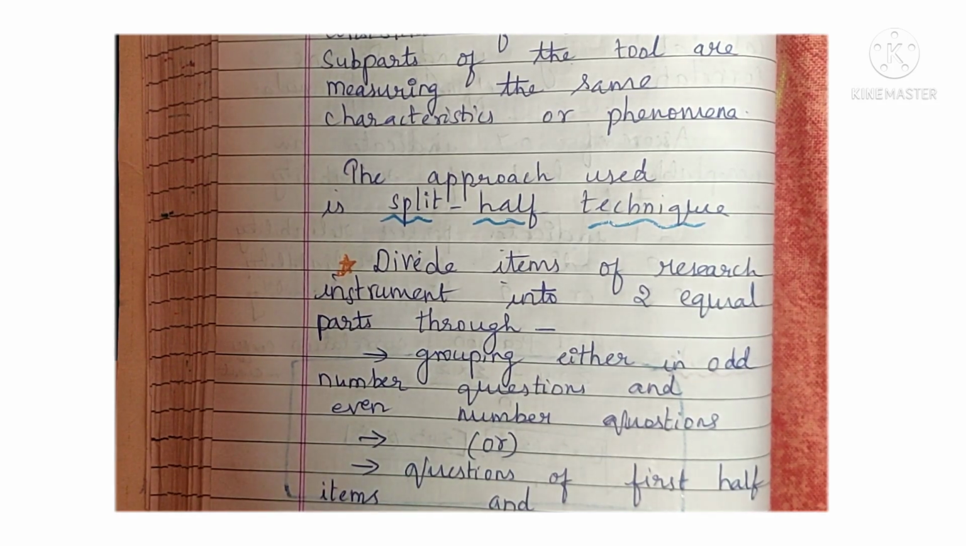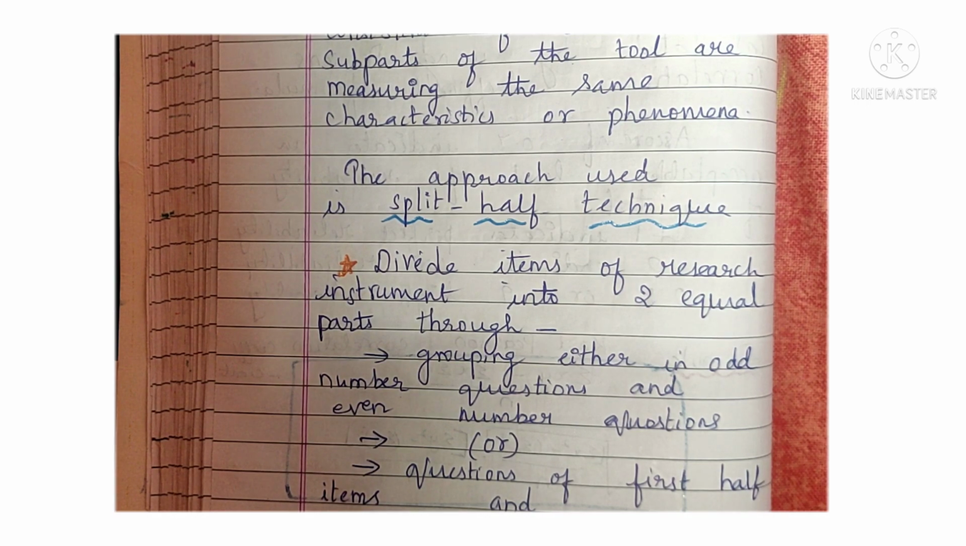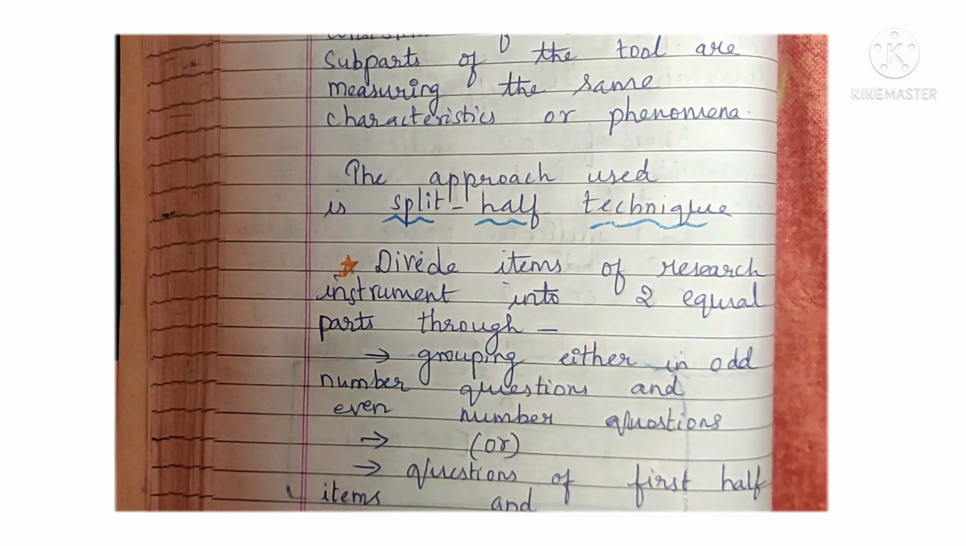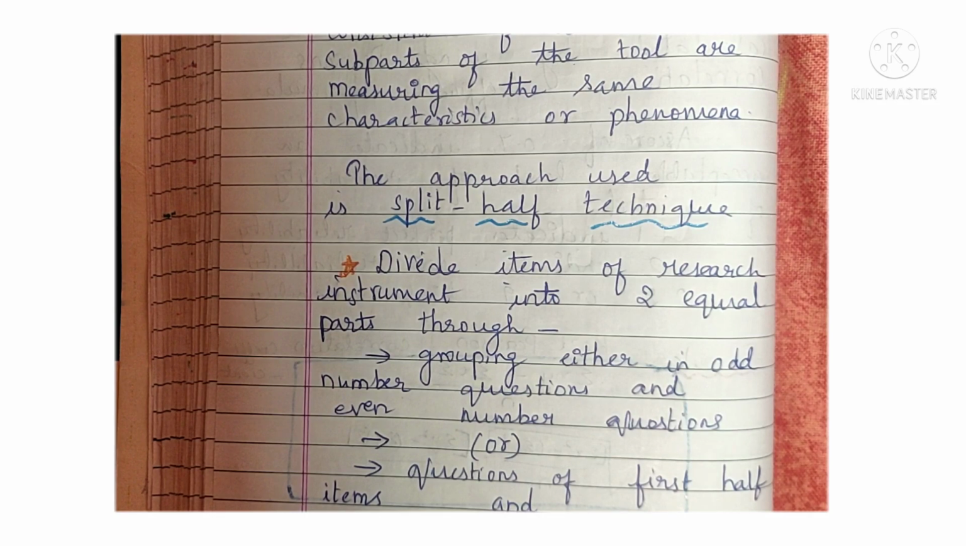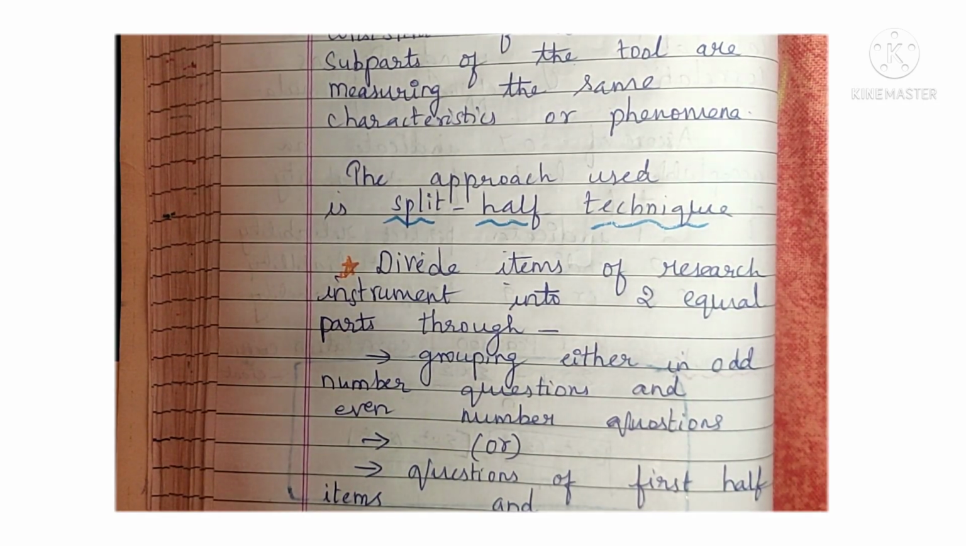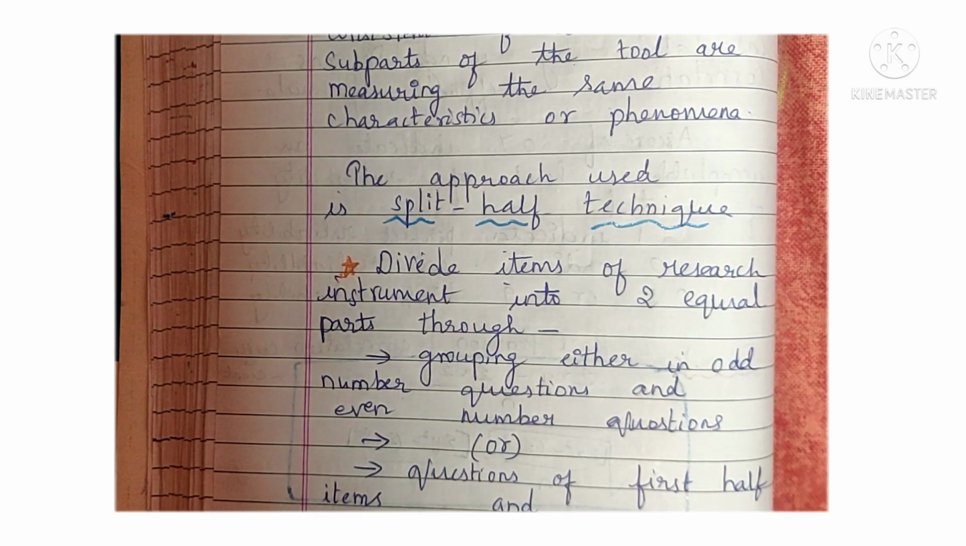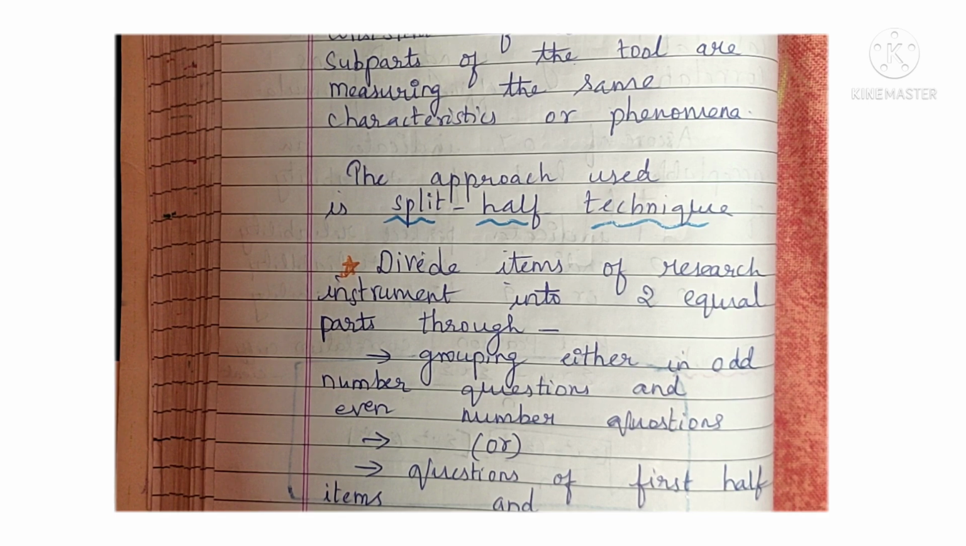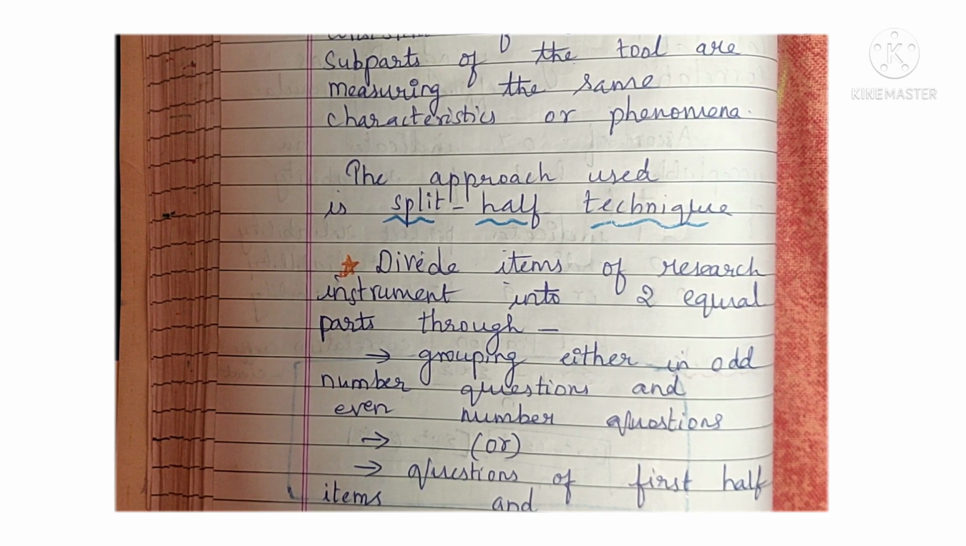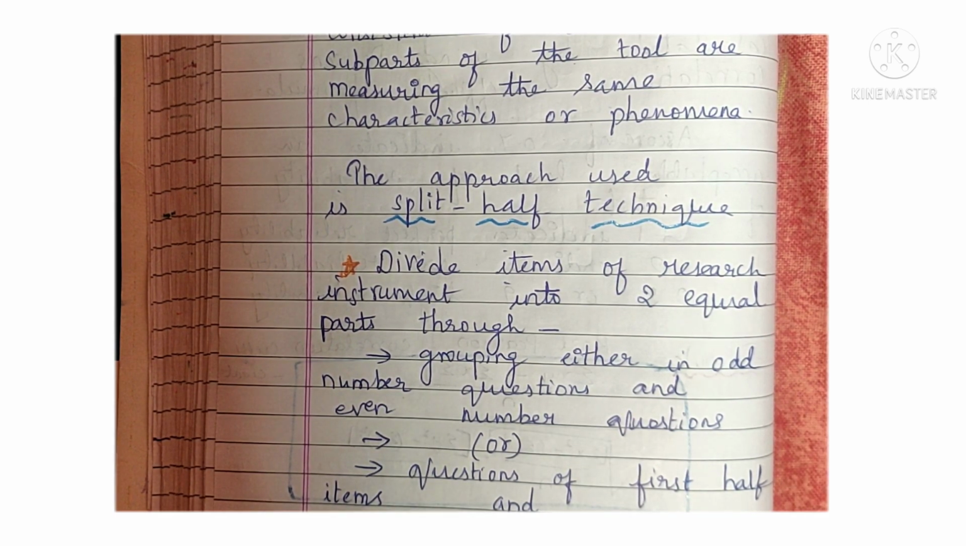So these 20 questions: the odd-numbered questions, 1, 3, 5, 7, 9, 11, and so on. You have numbered the 20 questions 1, 2, 3, 4 up to 20, so you take the odd-numbered questions to one side and the even-numbered questions to another side. That is the split-half technique. Or sometimes you can take the first 10 questions on one side and the second 10 questions, from 11 to 20, as one group. Either you can do it in this method, or the first method I told, the odd-number group and even-number group.